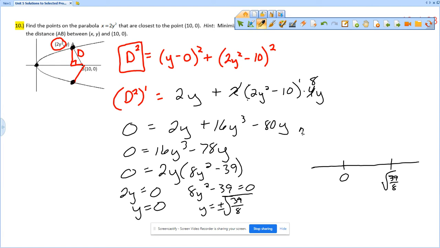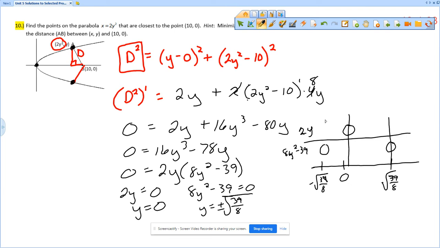And so I've got 2y, and I've got the square root of 39 eighths. Wait a minute, I'm sorry. So I've got my 2y, then I've got 8y squared minus 39. Now, I could extend this and bring the negative root 39 eighths here as well, and you'll see that they're both going to work. So I'm going to put my 0 above there and my 0 here and here.